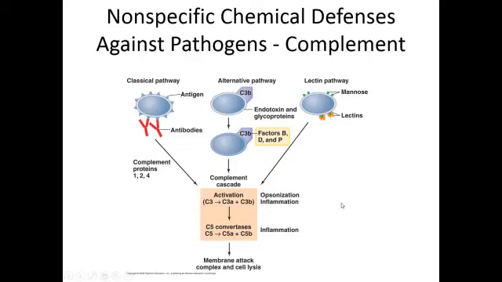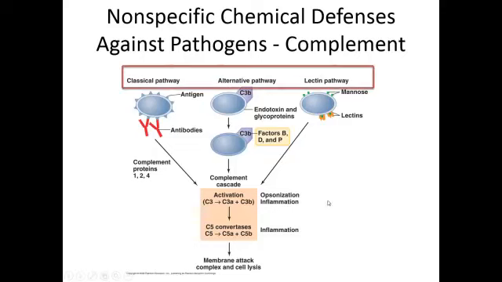All of this is quite a bit. Here's what I want you to remember. I want you to remember the 3 ways that complement can be stimulated: the classical pathway, the alternative pathway, and the lectin pathway. By the way, the classical pathway is part of the adaptive immune system because we have antibodies involved. The alternative pathway and the lectin pathway are both part of the innate immune system. We don't have to have antibodies or any part of the adaptive immune system to cause the complement to cascade. Then, after it's cascaded, we get opsonization, inflammation, membrane attack complexes, and in some cases, fever.